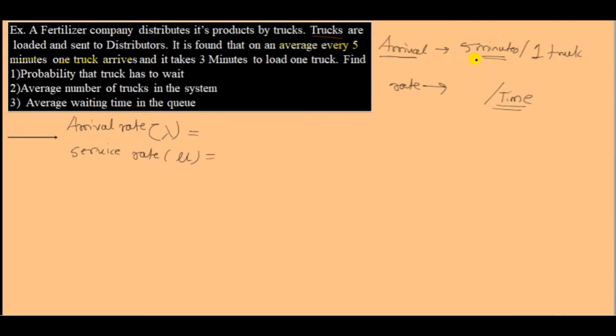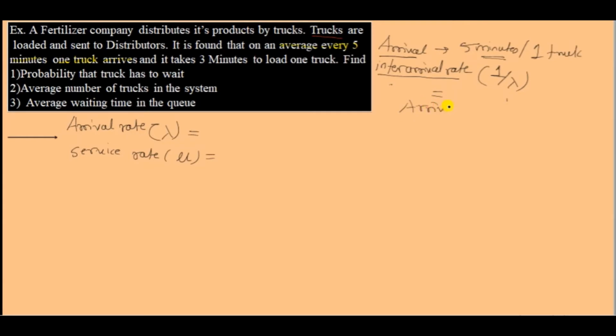But apart from this, we have learned one more term, the inter-arrival time. Inter-arrival time and arrival rate are reciprocal to each other. The inter-arrival time is 5 minutes per truck, and we simply want the arrival rate. Arrival rate is lambda and inter-arrival time is 1 by lambda. So 1 by lambda is given as 5 minutes per truck.